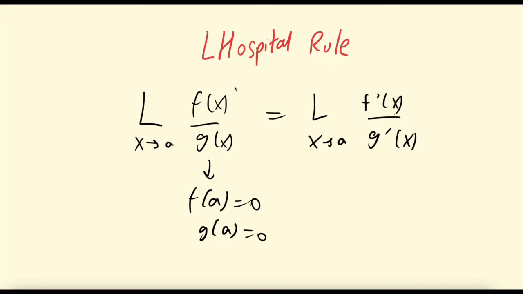So this is L'Hospital's rule, which states: limit as x tends to a of f of x by g of x is equal to the limit as x tends to a of f prime of x divided by g prime of x, given that f of a is equal to 0 and g of a is equal to 0. Now, how do we derive this?